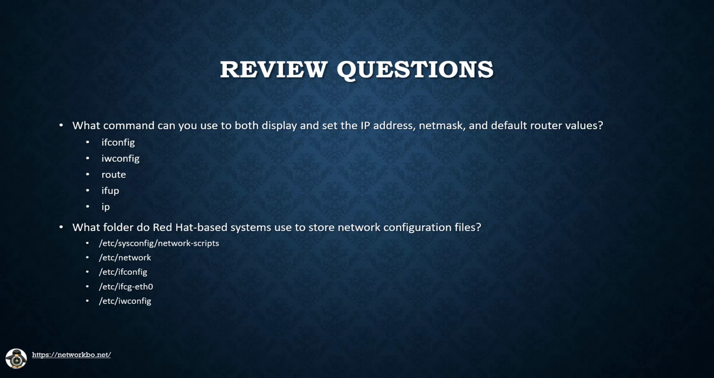Now, review question time. First one: what command can you use to both display and set the IP address, net mask, and default router value? The second one is: what folder do Red Hat based systems use to store network configuration files? If you need a moment to pause and look back through the slides, you can, because we have discussed this already previously.